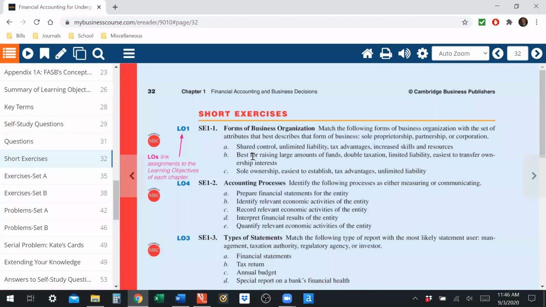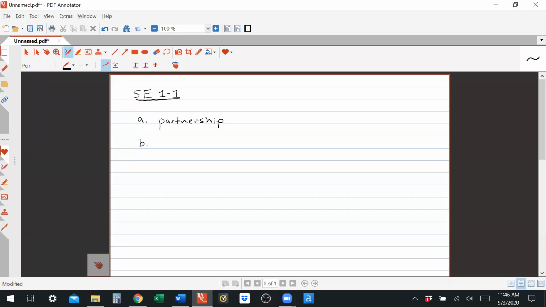All right, B. Please mute your mic if you're not going to ask a question, so you don't disrupt the class. Best for raising large amounts of funds, double taxation, limited liability, easiest to transfer your ownership. Right, corporation. See, these are easy, but at least we get these right. This is good.